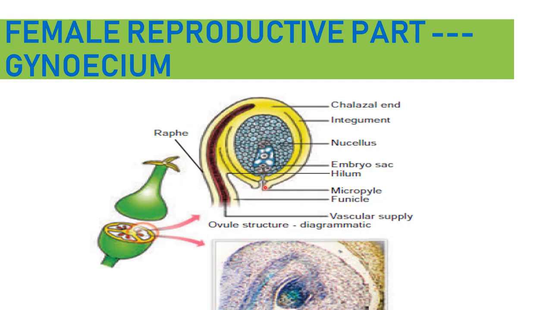The tip of this ovule is not covered by the integuments, and therefore it has a pore, called the micropyle, an opening through which the male gamete will enter. So this pore is called the micropyle, and opposite to the micropyle is the chalazal end. So this is the picture that we are showing, the microscopic structure of an ovule that we are seeing here.